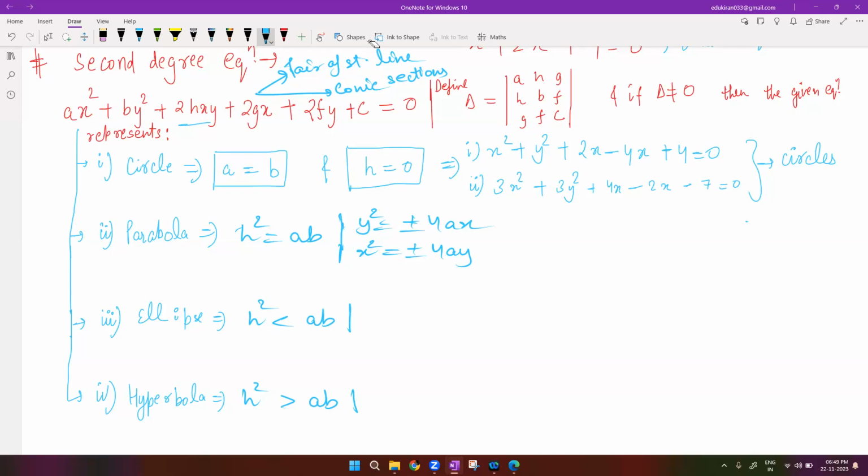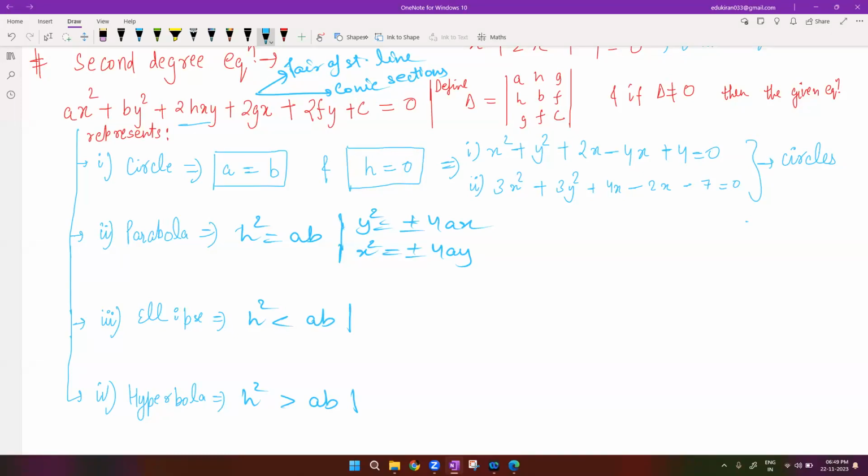And this is a symmetric determinant, if you observe, because these 3 elements are h, g, f, and these 3 elements are also h, g, and f. So you can remember delta as a, b, c being the diagonal elements, then h, g, f in the upper triangular and h, g, f in the lower triangular, right? That is how you can remember how to calculate delta. And delta will tell you whether it is a pair of straight lines or a conic section. If delta is equal to 0, then pair of straight lines, and if delta is not equal to 0, then conic section.